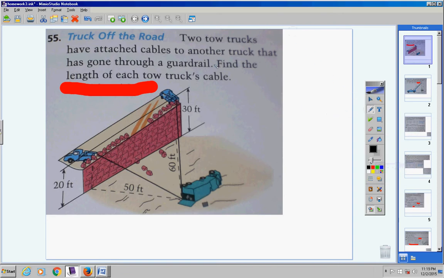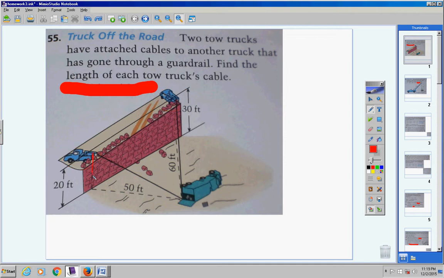Problem number 55. Two tow trucks here and here have attached cables to another truck that has gone through a guardrail. Find the length of each tow truck's cable. Really, really, really simple word problem.